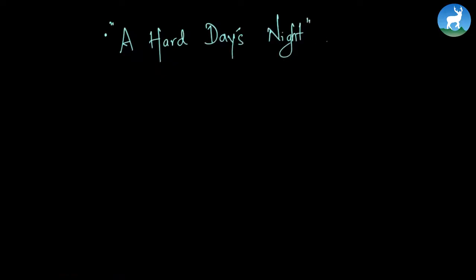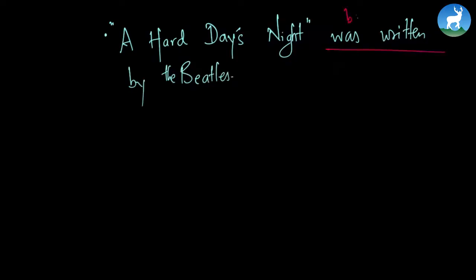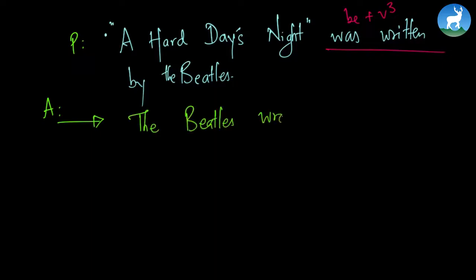A Hard Day's Night was written by the Beatles. So was written is the passive construction because a be verb plus a past participle, V3, is used. A Hard Day's Night was written by the Beatles. Now let's change this into active. How do we do that? We want this sentence in active since it is in passive voice. In active, we would write something like: the Beatles wrote A Hard Day's Night.